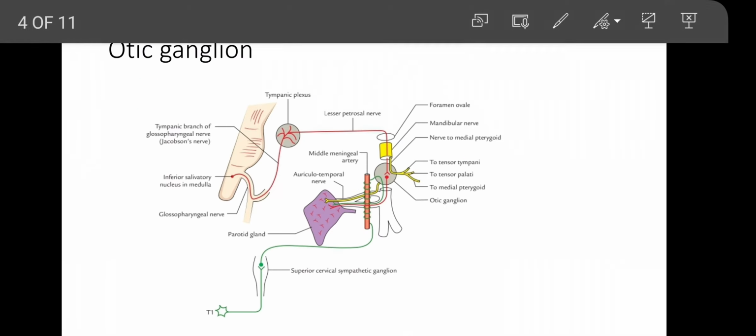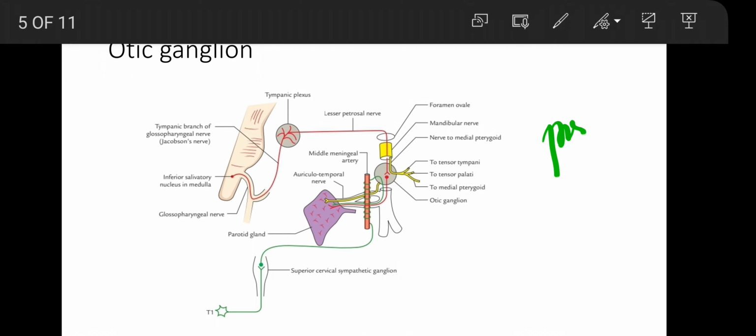So we'll discuss the parasympathetic pathway, which is very boring as we all know, but also very important. We'll discuss the parasympathetic pathway to the parotid. The question is about the postganglionic nerve fibers. Please remember that.